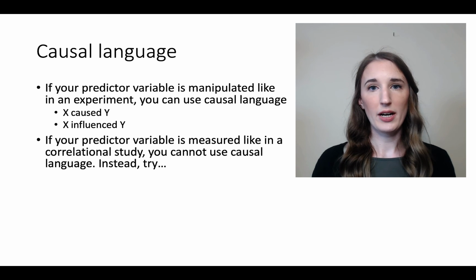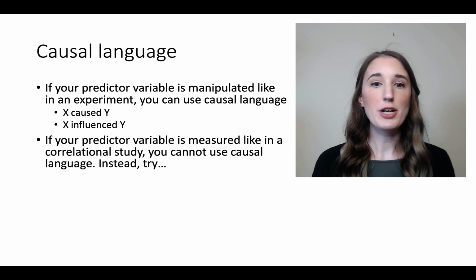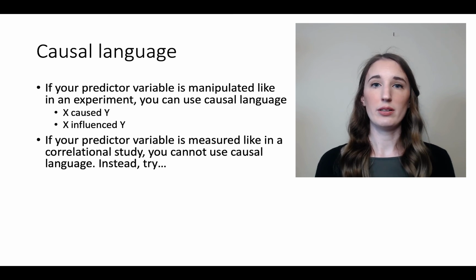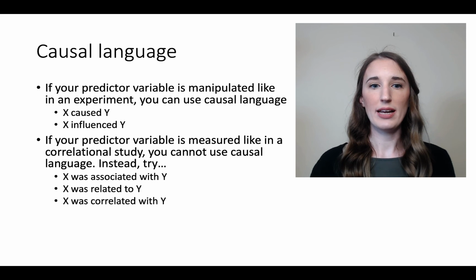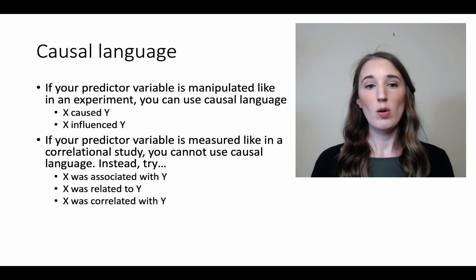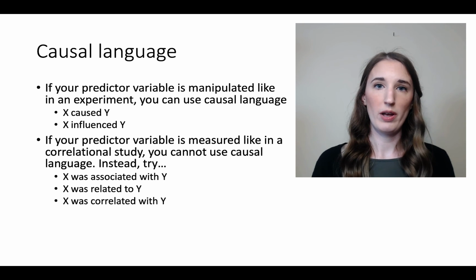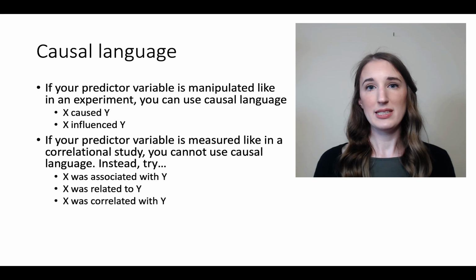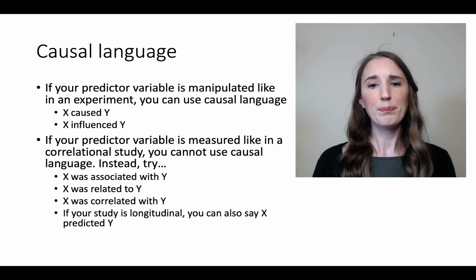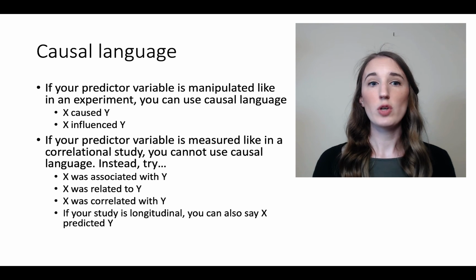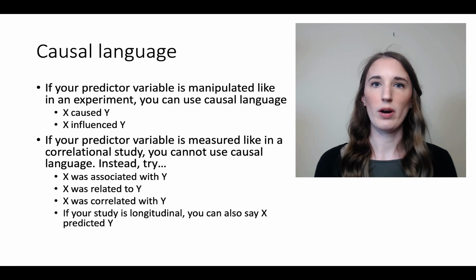But if our predictor variable is not manipulated, if it's measured or observed, like in a correlational study, we can't use causal language. Instead, we might use language like X was associated with Y, X was related to Y, X was correlated with Y. Finally, there's a special case where, in a longitudinal design, if X precedes Y, we can also say X predicted Y. But we still want to be careful not to use causal language such as X caused or influenced Y.